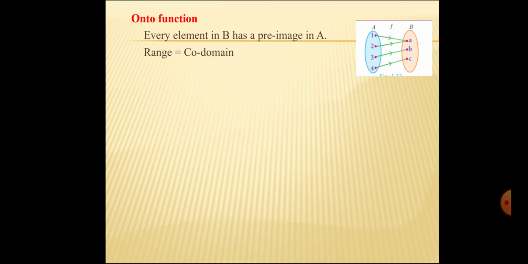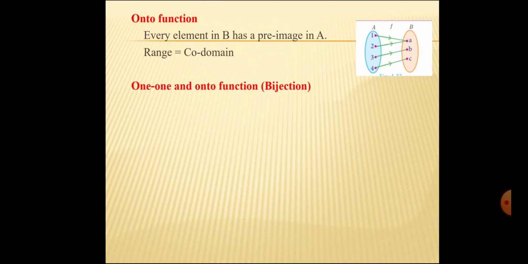In a sentence, every element in B has a pre-image in A. Here the element a has two pre-images, that is 1 and 2. The element b has one pre-image, that is 3. The element c has one pre-image, that is 4. We shortly note it: range is equal to codomain.